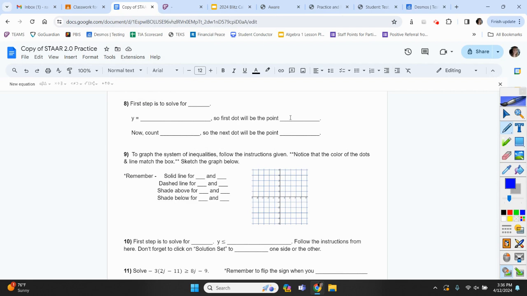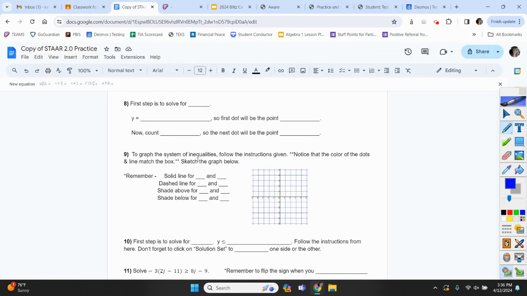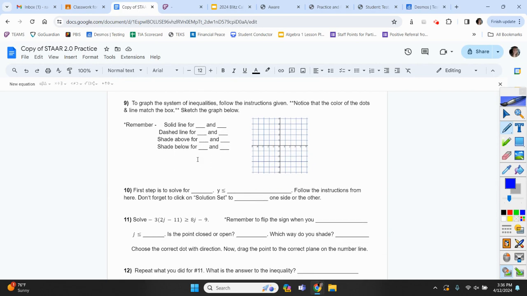So the first dot will be on -3, which is your y-intercept. Now count, was it 3/5? Yeah, 3/5. So rise over run, up 3, and to the right 5, and plot that point. But again, you don't have to do that. You can just graph it in Desmos and pick 2 points and plot them.